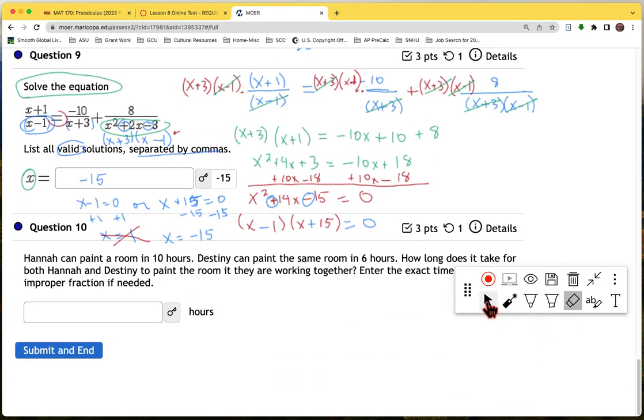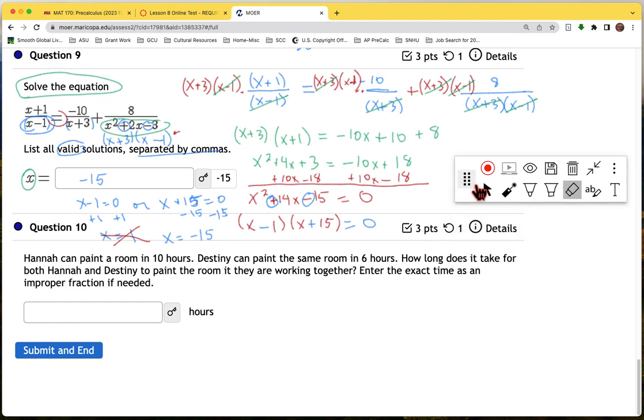At least I do. Okay, so let's come to this last question. Hannah can paint a room in 10 hours. Destiny can paint the same room in 6 hours. How long does it take for both Hannah and Destiny to paint the room? I think this is supposed to be if they are working together. Little typo. Enter the exact time as an improper fraction if needed.